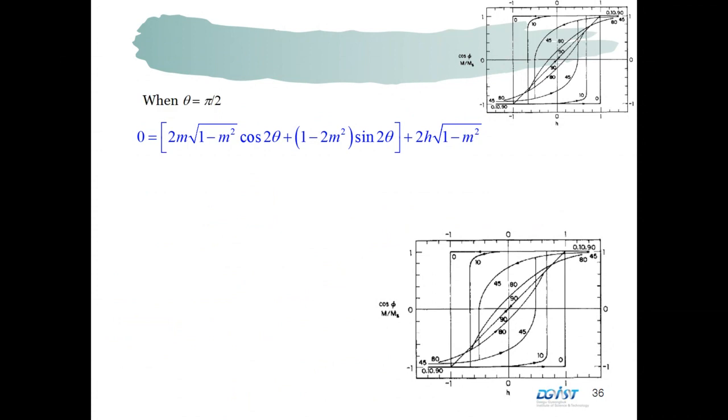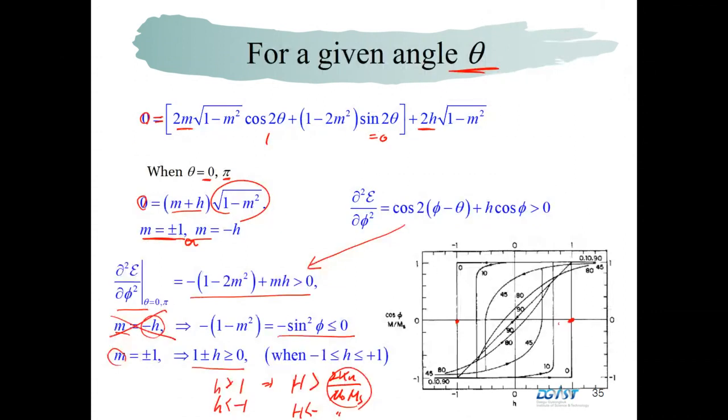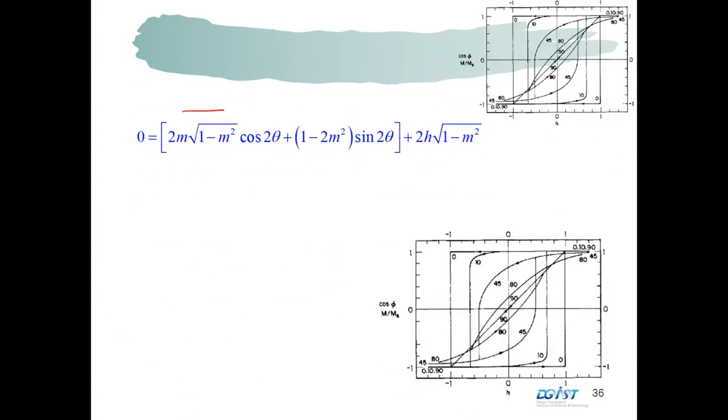And let's think about when theta is pi over 2. That implies we apply the field to the hardest direction. So when theta is 0, it implies we applied the field to the easy axis direction. The second case is we apply the field to this direction, not the easy axis. Here is the easy axis.